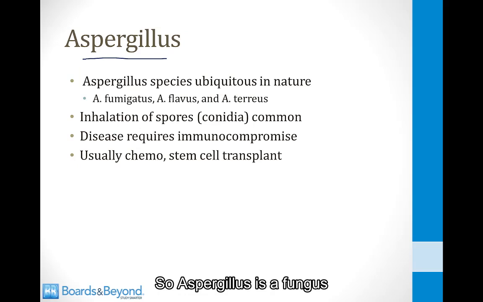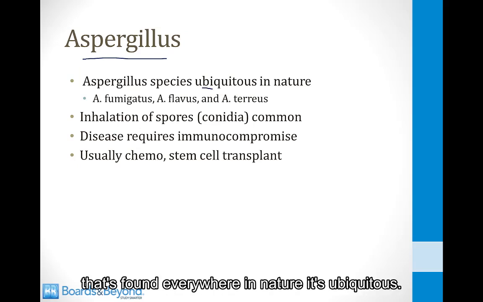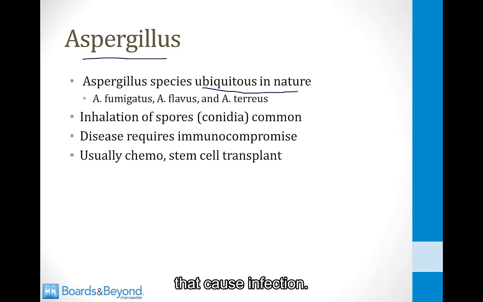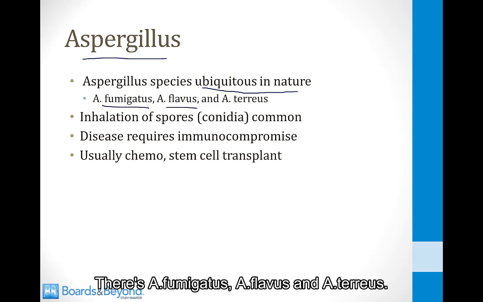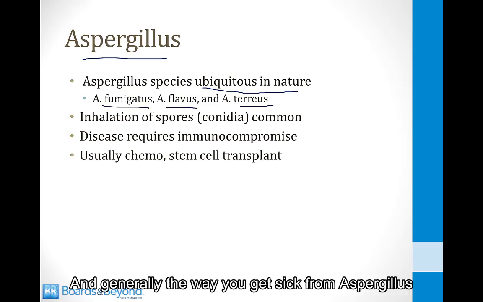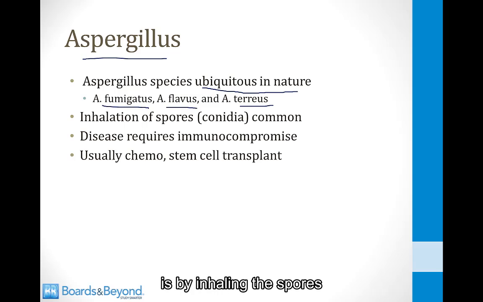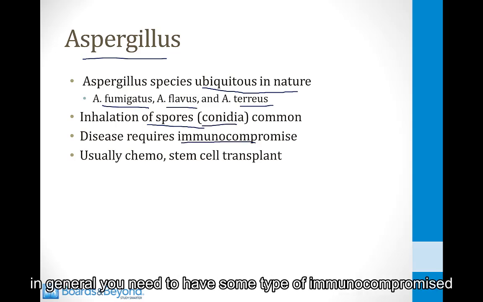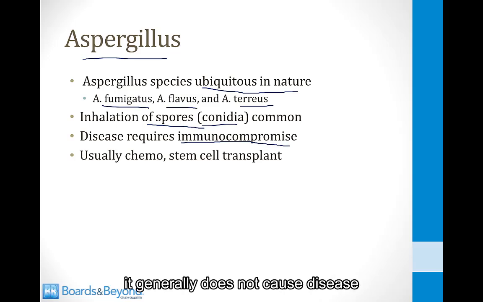So Aspergillus is a fungus that's found everywhere in nature. It's ubiquitous. There are a number of different subspecies that cause infection. There's fumigatus, flavus, and terreus. And generally the way you get sick from Aspergillus is by inhaling the spores or the conidia. And in order to get sick from Aspergillus in general, you need to have some type of immunocompromise. It generally does not cause disease in people who are healthy and well.